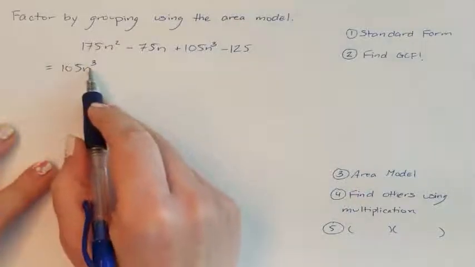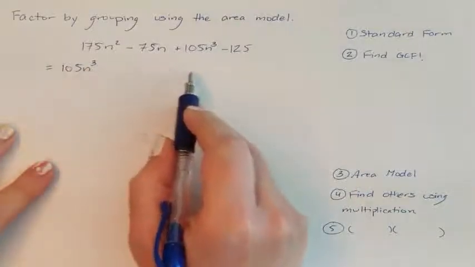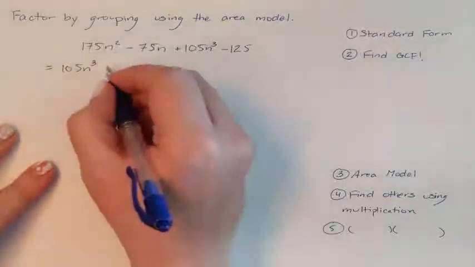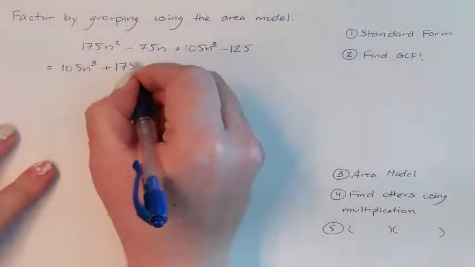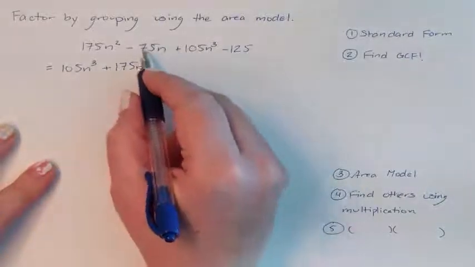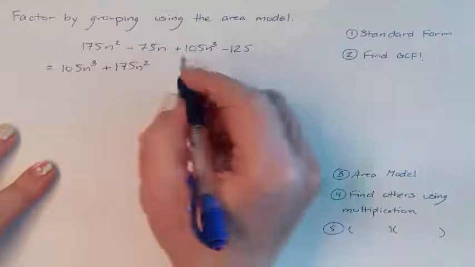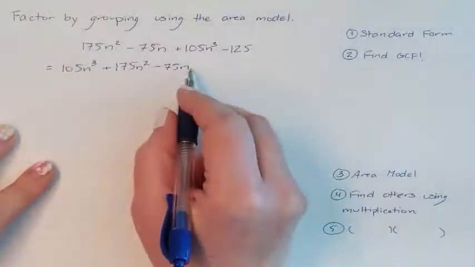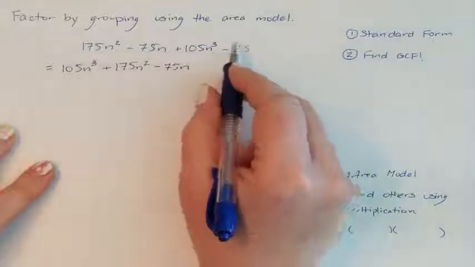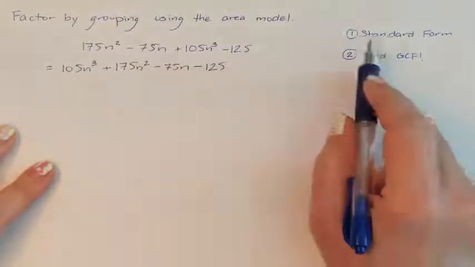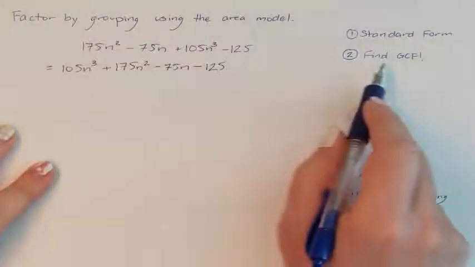If this is the highest exponent, the rest of the exponents are supposed to go down in descending order. So after 3 needs to come the exponent of 2, and that is a positive 175n squared. So 3, 2, now I need the exponent of 1, that's this one right here, and this is a negative 75n. So 3, 2, 1, now I need the exponent of none, which is 0, and that's what this is. So it's a negative 125. So now that it is in standard form, we need to find the GCF.